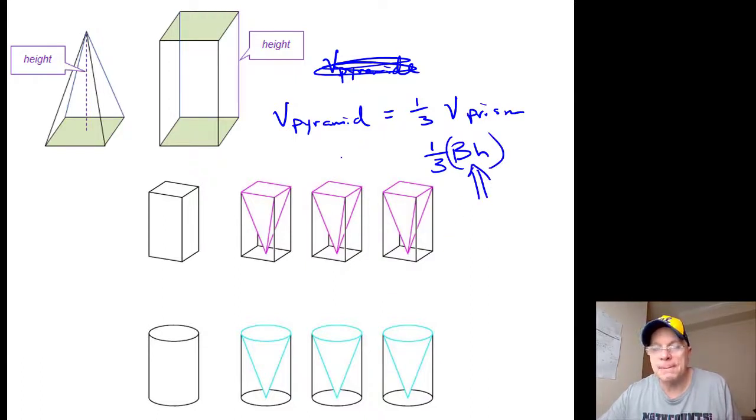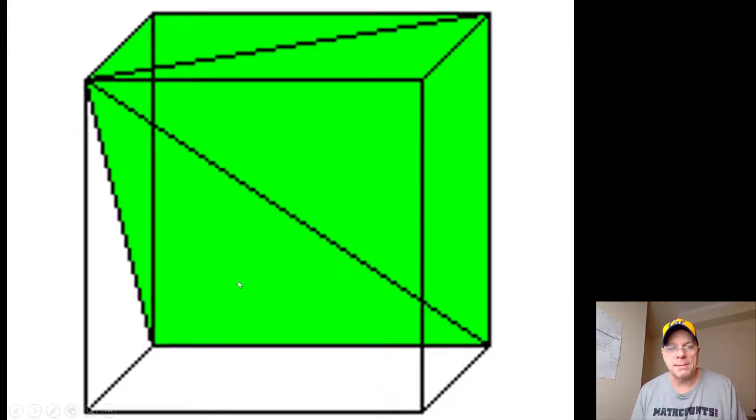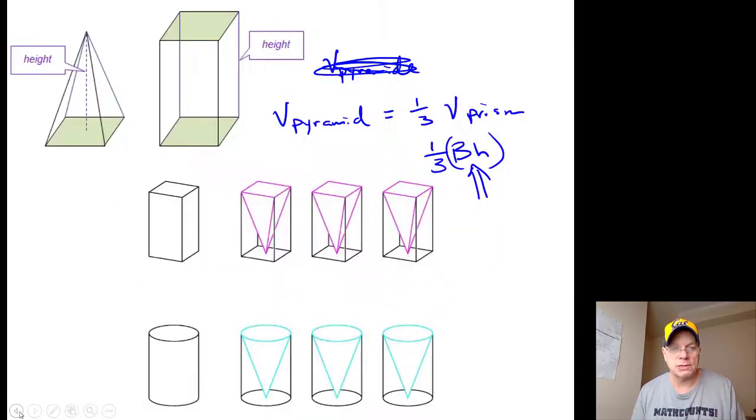And so to find a pyramid, the only difference is we just need to multiply by 1/3 or realize it's 1/3 as much, or divide by 3. Remember, dividing by 3 is the same as multiplying by 1/3. So we're going to practice. Here's a little animation that can help you see that, as well as the video that you just watched.